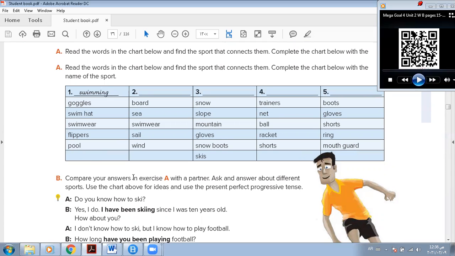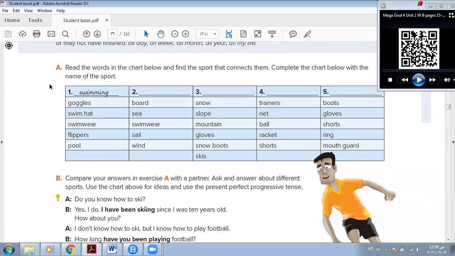Okay, these are the exercises. I want you to answer them in your student book, and we can check them again in the next lesson, inshallah.